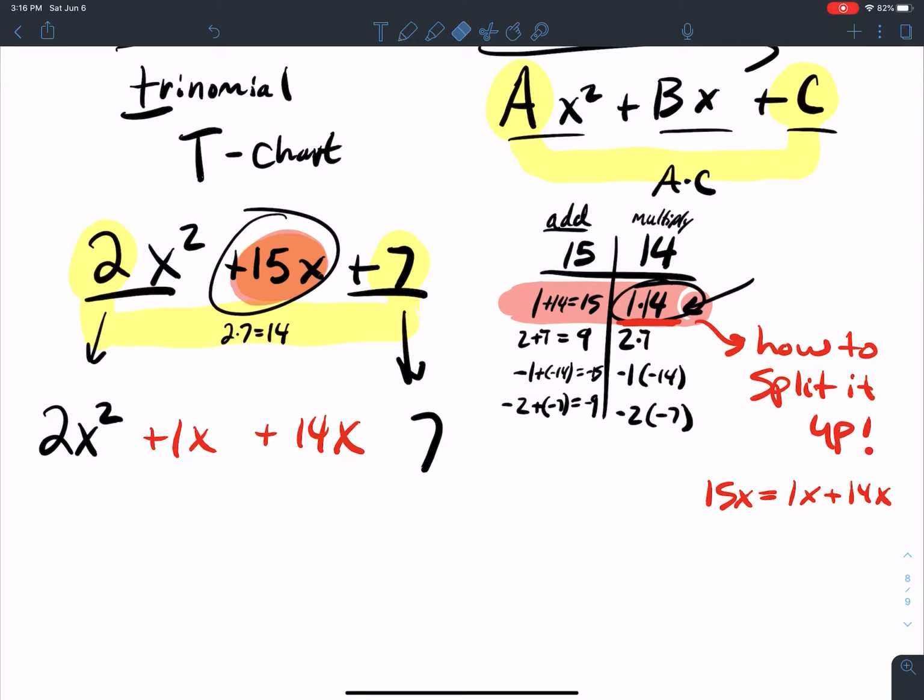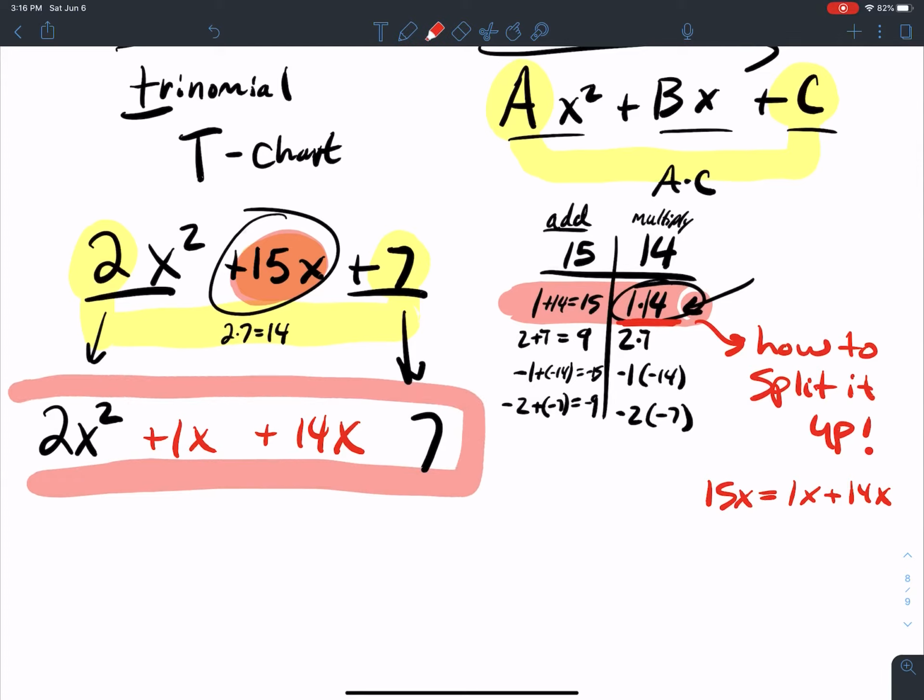Well, guess what, people? How many terms do I have now? I've got 4 terms. What do I do when I have 4 terms? 2x squared plus x plus 14x plus 7. I do factor by grouping. That's why we do it first, people. All right. So there is a method to this madness, I guarantee it.